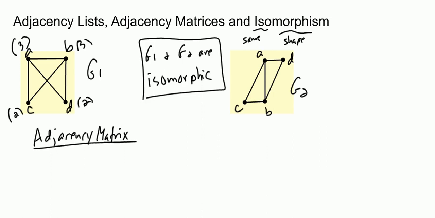So if we're going to look at the adjacency matrix, what we would do is think about the rows as A, B, C, and D, and the columns as A, B, C, and D. And a matrix is really just a two-dimensional grid. In this case, we would do a 4x4 matrix. And we're going to put a 0 to represent no connection and a 1 to represent a connection.